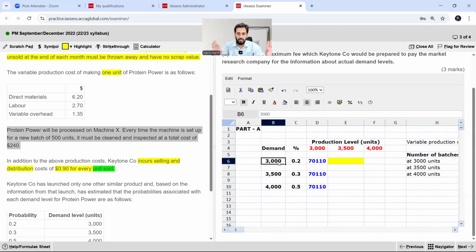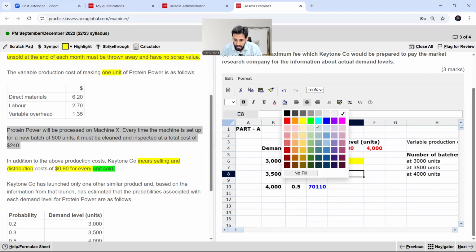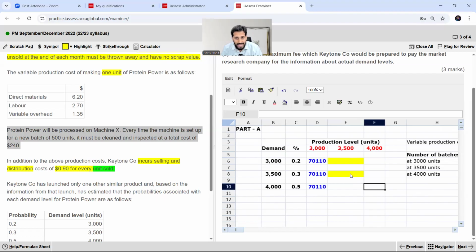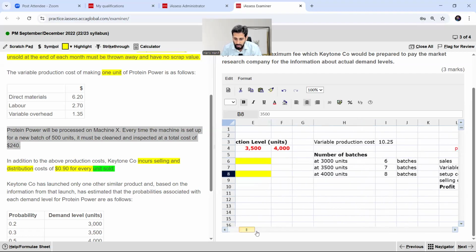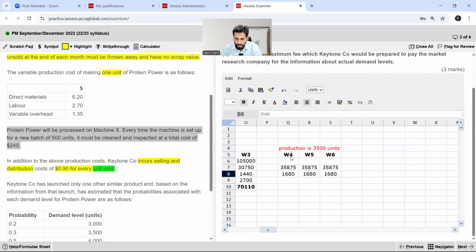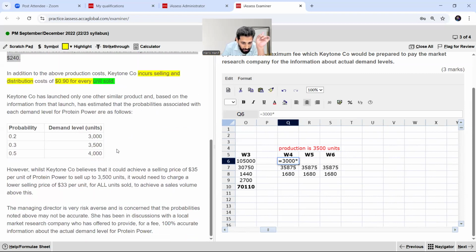Finish. No need to account for it. Simply, I have to bear that cost. So the demand is 3000. Here in this second yellow cell, demand is 3500. Okay, just hold on. Here the demand is 3000 and your selling price is 35. Selling price is 35, right?